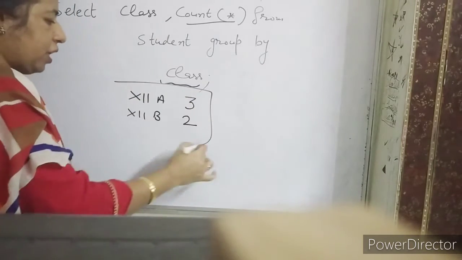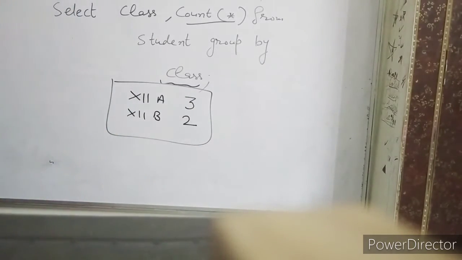This summary you will get in your output. Clear? 12th A, count of the student 3, 12th B, count of the student 2. How do you write the output? I think you understand. Group by class, go to the class column, see the distinct values. We have only 2 values, 12th A and 12th B, that are repeating. It means count the values which belong to 12th A and then count for 12th B.